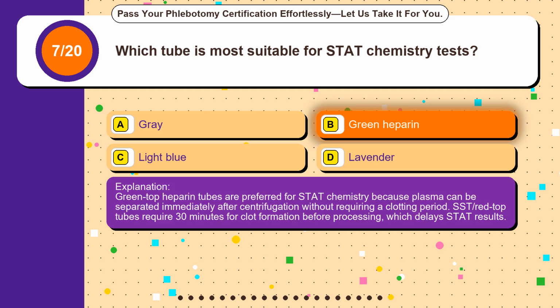Green top heparin tubes are preferred for stat chemistry because plasma can be separated immediately after centrifugation without requiring a clotting period. SST or red top tubes require 30 minutes for clot formation before processing, which delays stat results.